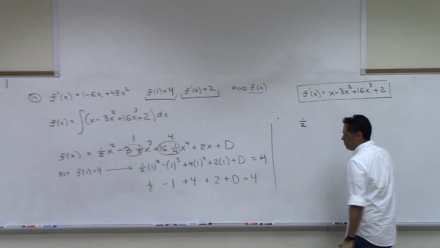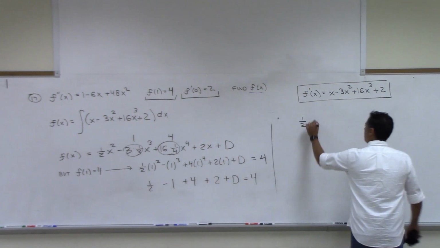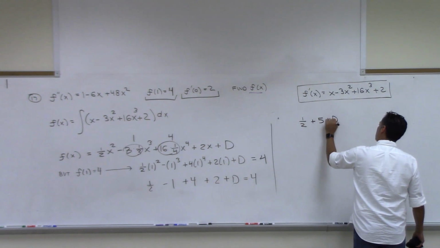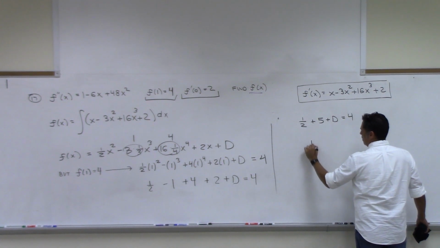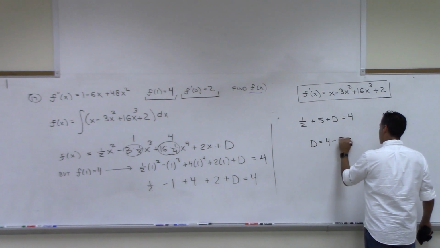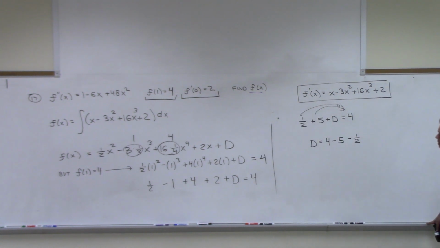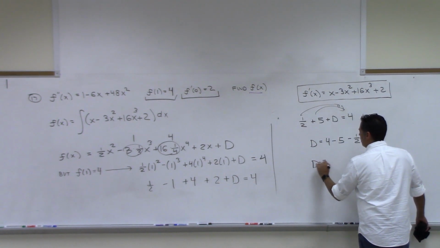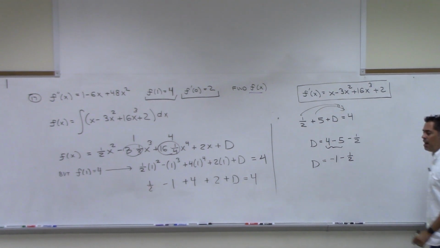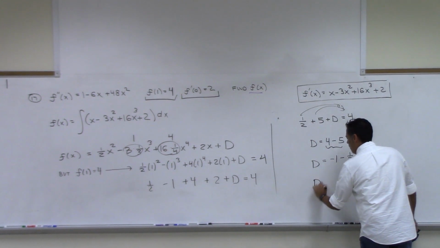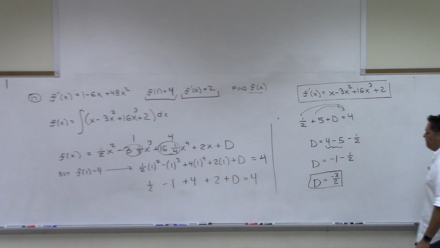1/2. Let's see. These 3 together, 5. Plus 5 plus D equals 4. D equals 4. Take away the 5, take away the 1/2. So just bringing those to the other side. That means D equals these two together, -1, take away a 1/2. And you can get a common denominator there and put those together. D equals -3 over 2. Negative 3 halves.